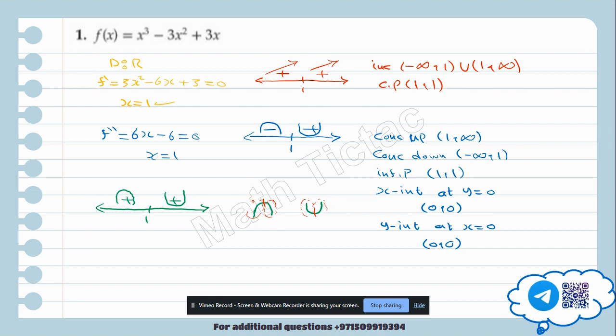So again, I will write them. This is in case you have increasing and concave down. This is in case you have decreasing and concave down. This is if you have decreasing and concave up. This is if you have increasing and concave up. This is going to make the graph very easy for you. So this is the mixed number line.